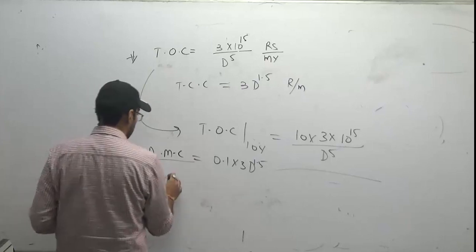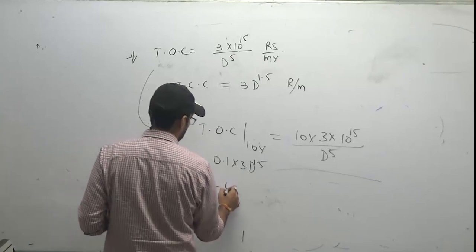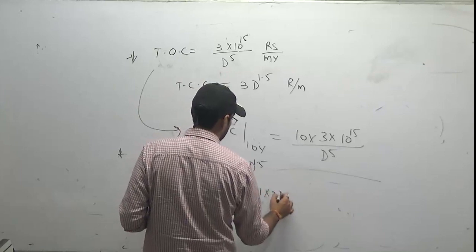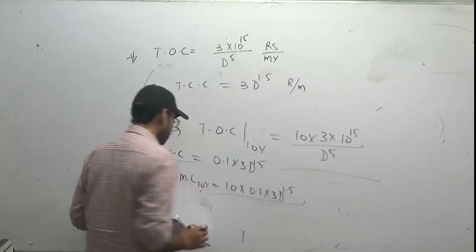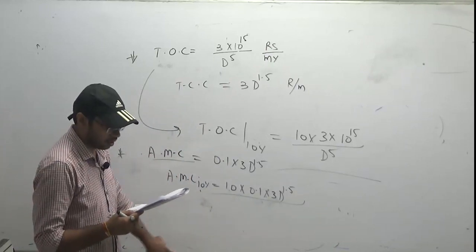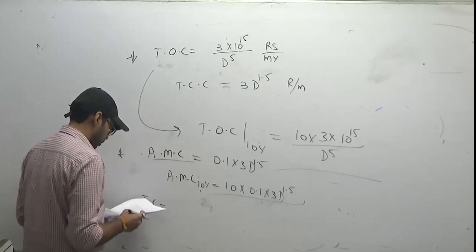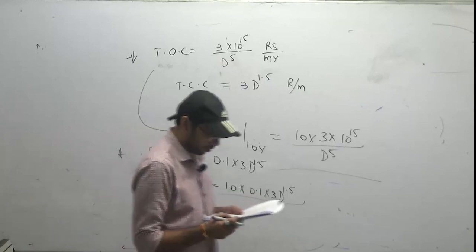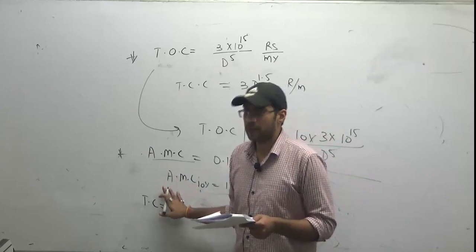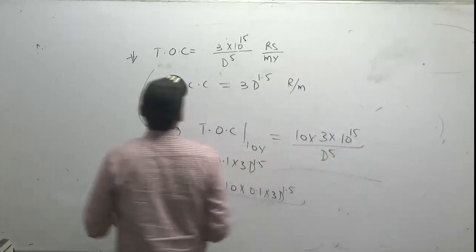For 10 years, annual maintenance cost for 10 years is 10 into 0.1 into 3 D power 1.5. Right. Now calculate the total cost for the operation. So we can say total cost is equal to what? Total capital cost plus, for 10 years, total operating cost.